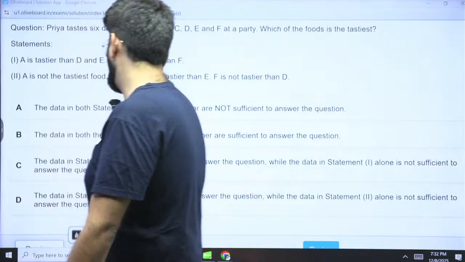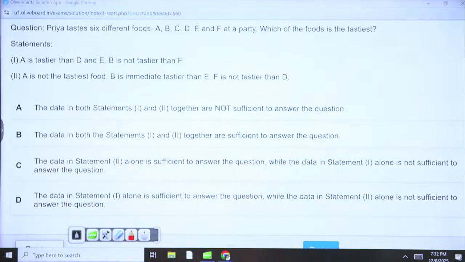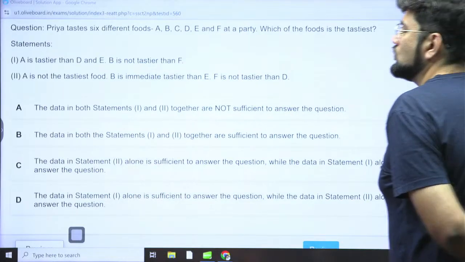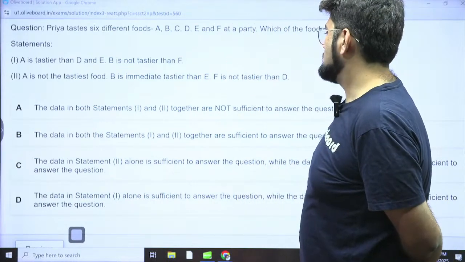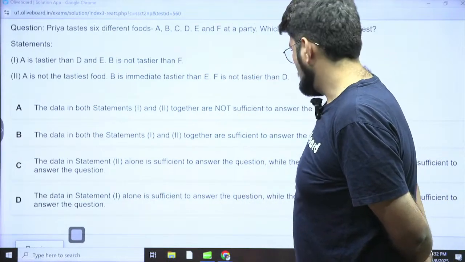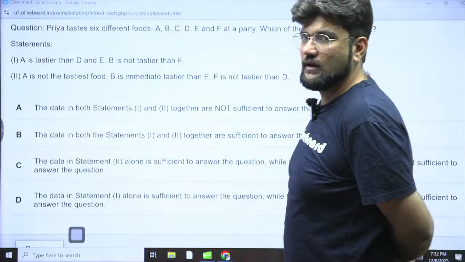Data sufficiency. One of the biggest pain points for a lot of students. Priya tastes 6 different foods, A, B, C, D, E, F at a party. Which of the foods is the tastiest? Okay. Two statements given. Don't read the statements first. Read the options first. The options say both statements are not sufficient, both are sufficient, only two alone, only one alone. Perfect.